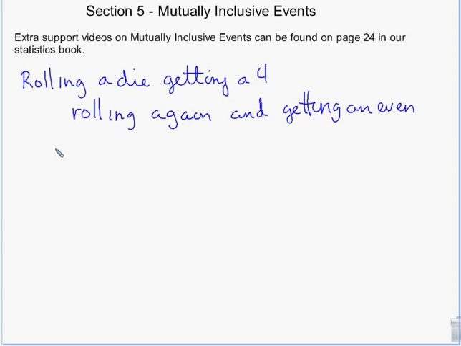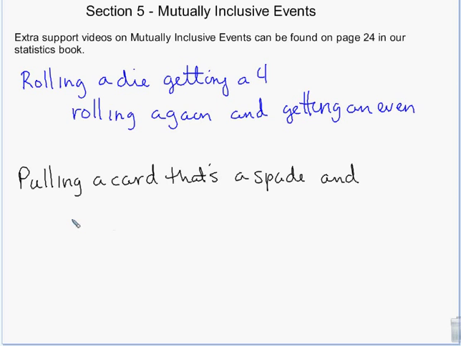Another example would be pulling a card that's a spade and pulling a jack. Okay, mutually inclusive because you can be a jack and a spade at the same time. So exclusive, you cannot be both at the same time. Inclusive, you could potentially be both at the same time.